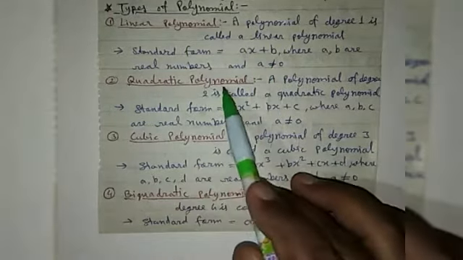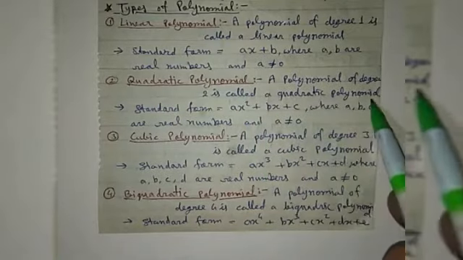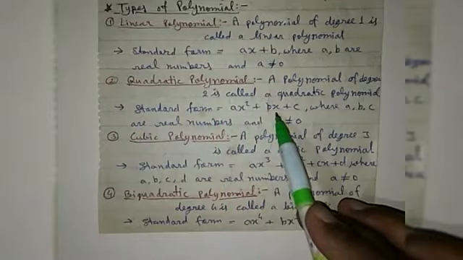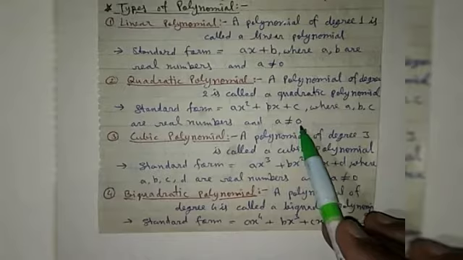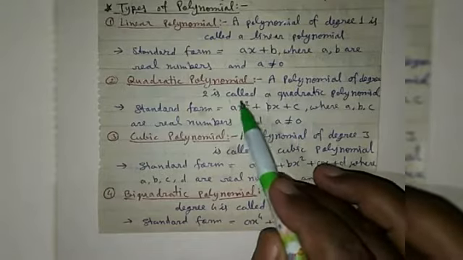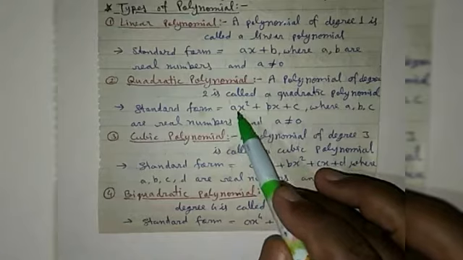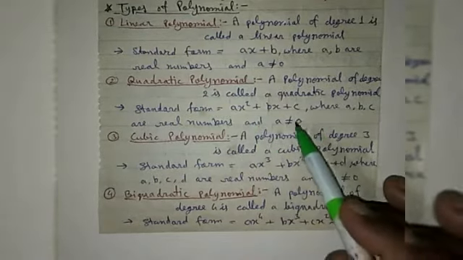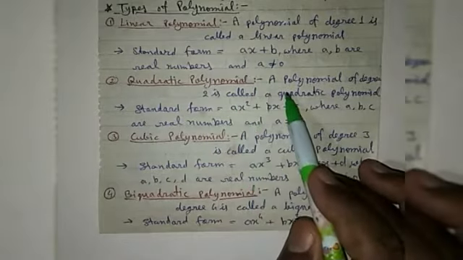Second type is quadratic polynomial. Means a polynomial of degree 2 is called a quadratic polynomial. So its standard form is ax^2 plus bx plus c, where a, b, c are real numbers and a is not equal to 0. Means the coefficient of highest exponent should not be 0. It should be any number greater than 0. So it is the quadratic polynomial.